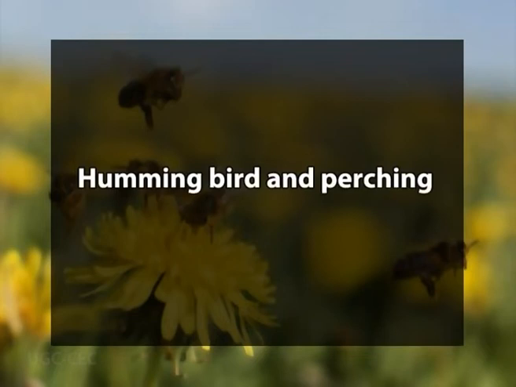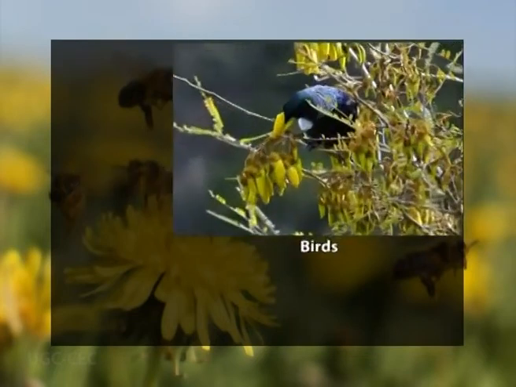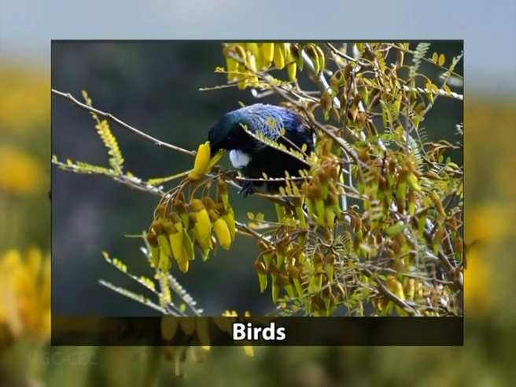Now we come to hummingbird and perching bird flowers. Birds don't have an olfactory sense, thus bird pollinated flowers are usually odorless.